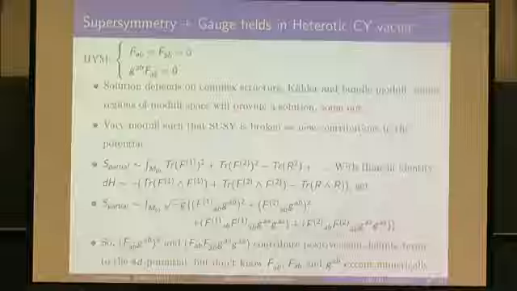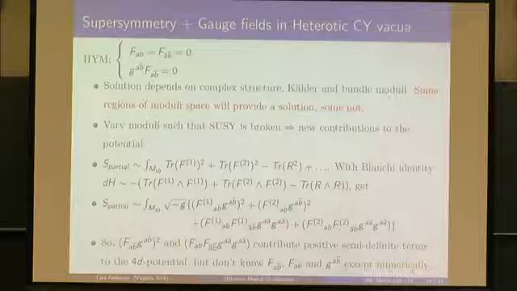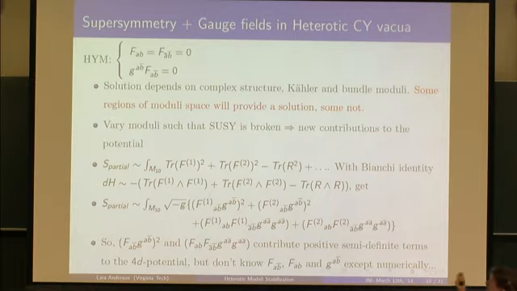So I mentioned that in a Calabi-Yau vacuum, you have equations of motion which non-trivially constrain the way that the metric of the Calabi-Yau, and as we'll see in a second, the complex structure, interact with the gauge fields. The solution to these equations in general depends on all the moduli in the problem. So it depends on complex structure, Kähler, and bundle moduli. And a very simple mathematical fact is that some regions of moduli space will provide a solution and some not.